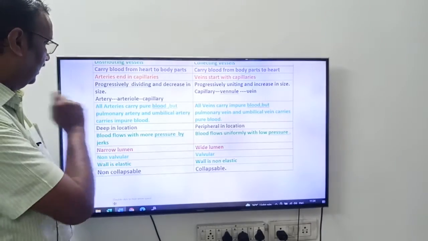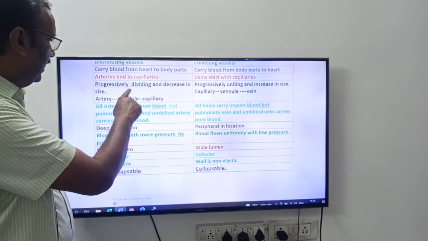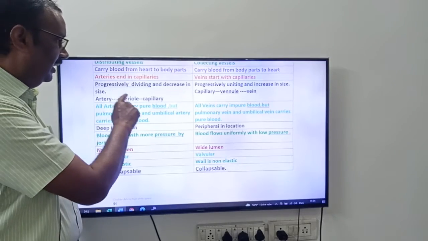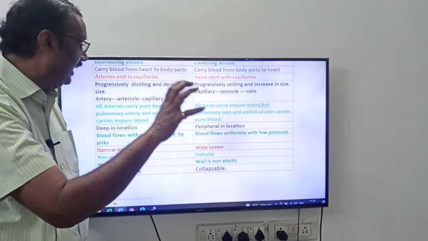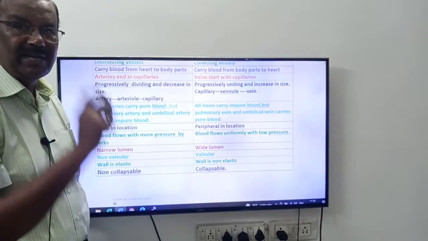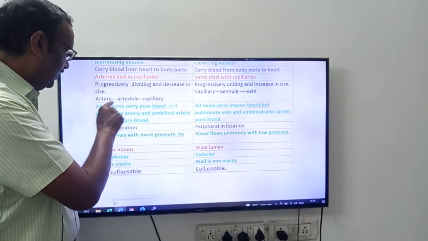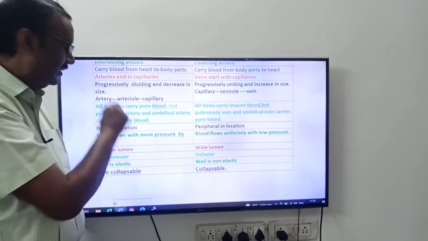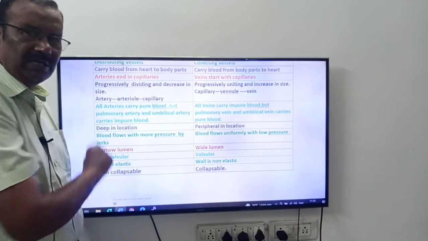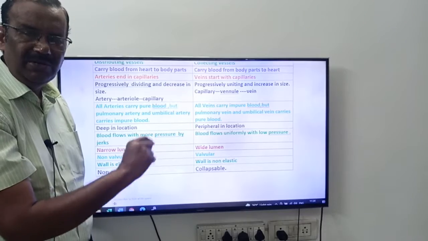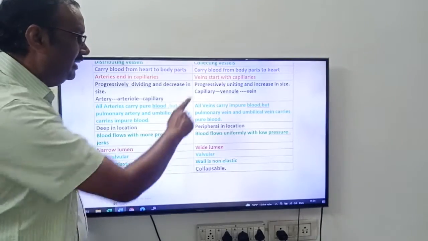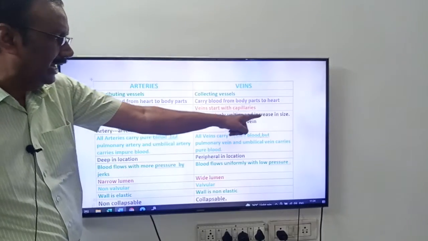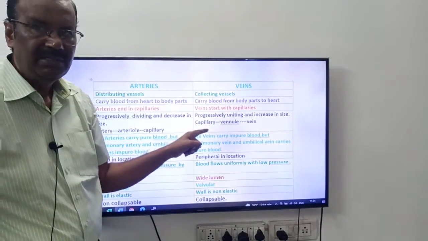Next friends, arteries are progressively dividing and decreasing in size. See friends how arteries become arterioles, arterioles become capillaries. So the size of the artery is more than the arteriole, the size of the arteriole is more than the capillary. Whereas veins, see friends, are progressively uniting and increasing in size.